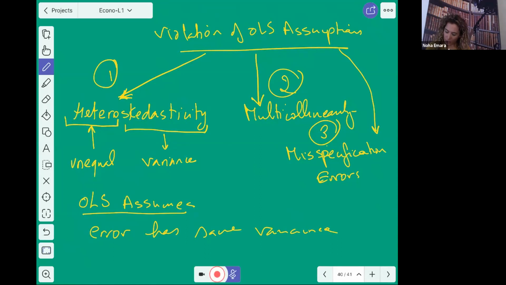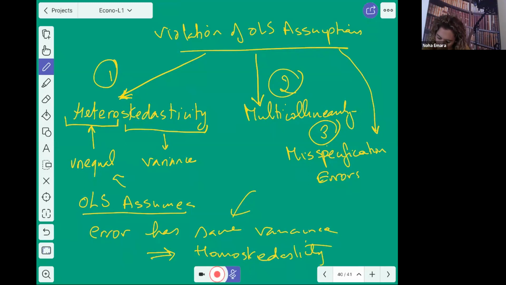When I say same variance, we say homoskedasticity. So the OLS assumes that we have homoskedasticity. And if this assumption is violated, which means I don't have the same variance, I do have unequal variance, then I have a heteroskedasticity problem.